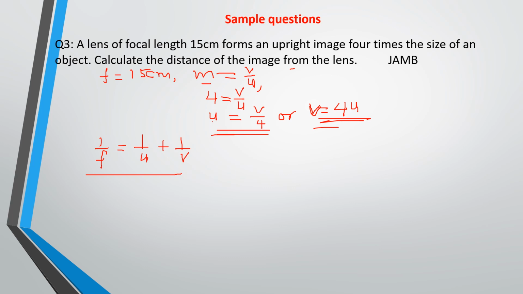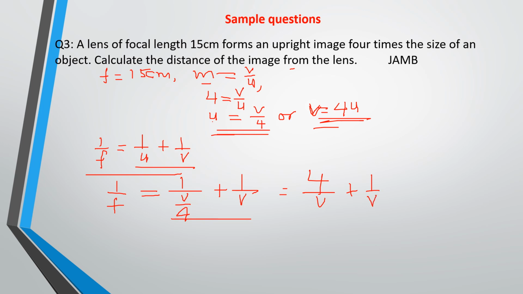So you are going to substitute for U. U is V over 4. That is the substitution that you should make. So when you substitute into this equation, you are going to have that 1 over F is equal to 1 all over V over 4, which is our U, plus 1 over V. So work this part of the equation out. Well, this will give us 4 over V plus 1 over V. Do your simple mathematics. This will invert because this is the reciprocal of V over 4.